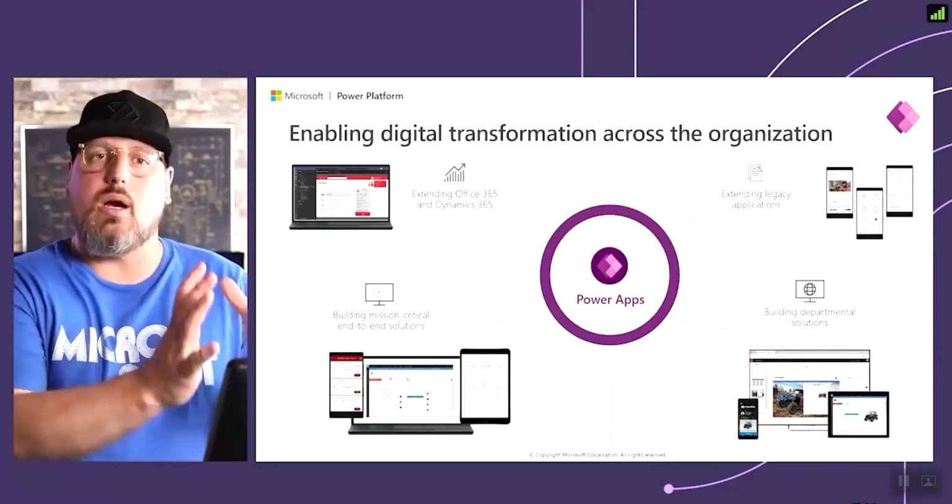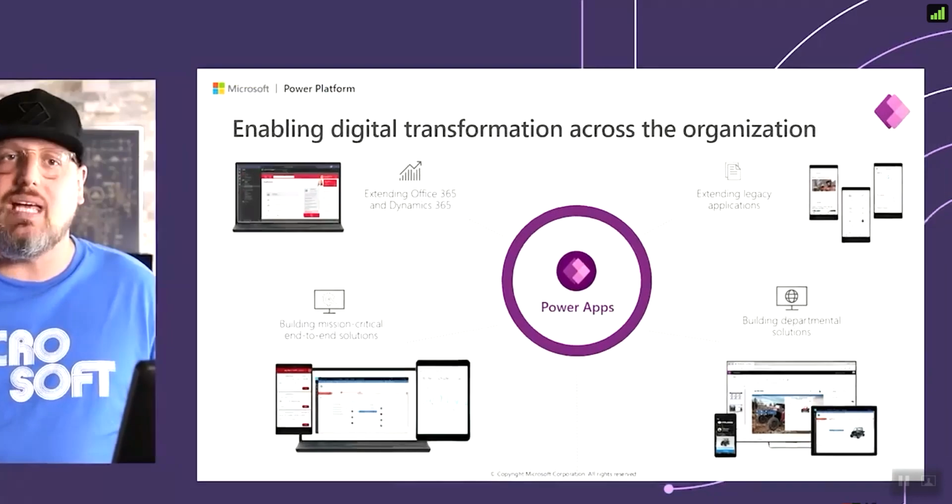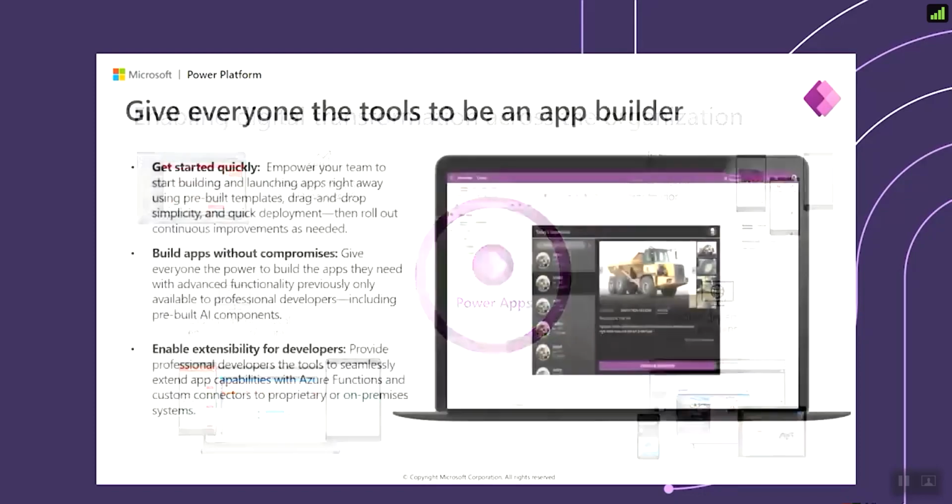So if you have your marketing team with specific needs, your HR teams with specific needs, you can cater for those needs with a Power App. And then you can build mission critical end-to-end solutions that need to work, because if they fail, either somebody gets hurt or there's a loss of money, and in some cases, maybe both. So this is what Power Apps allow you to build.